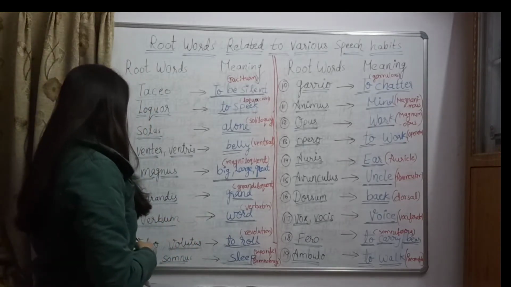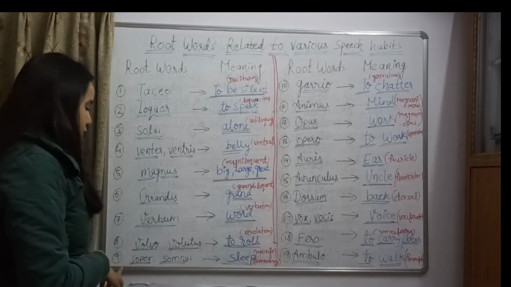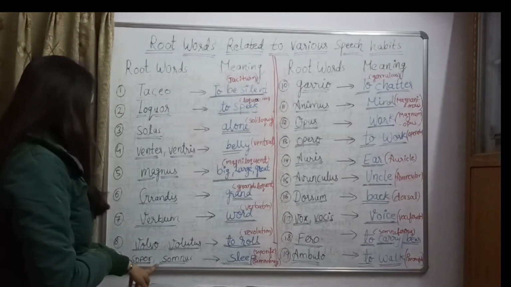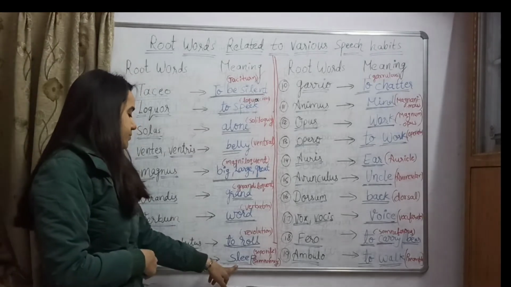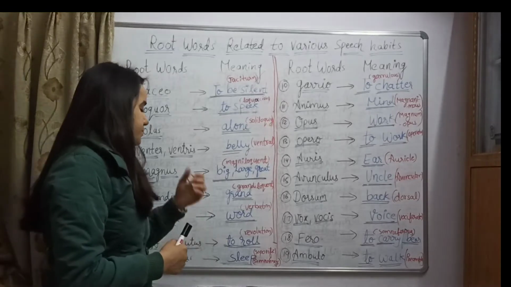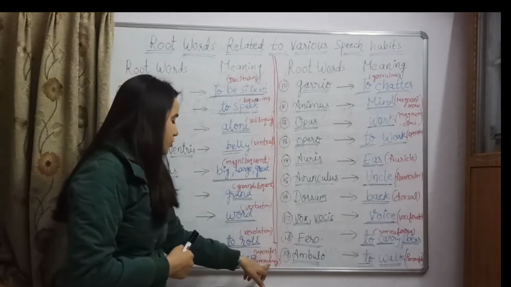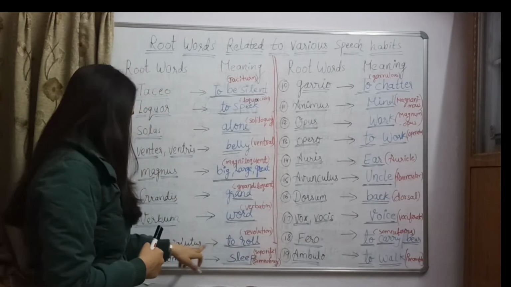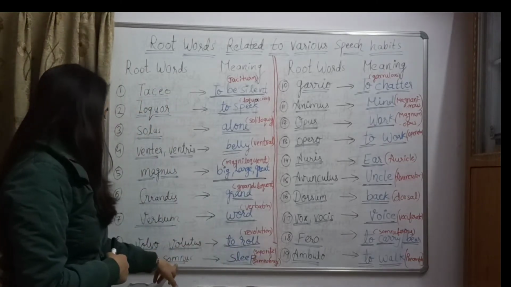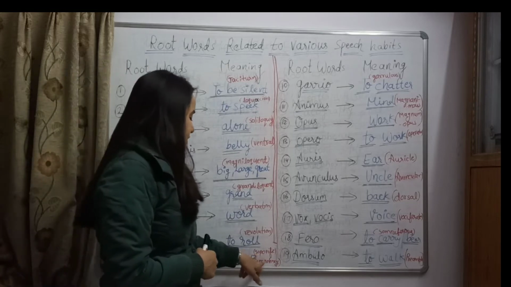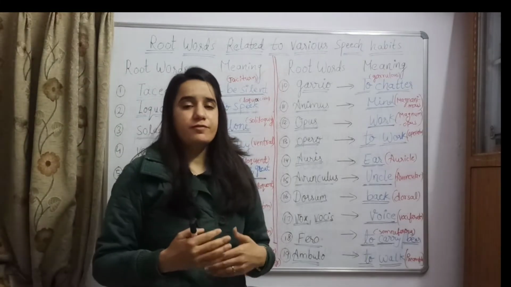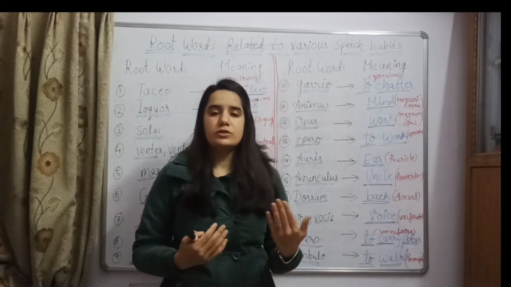Ninth one over here is sopor and somnus. You can see here the vocab sopor and somnus. Sleep means and need. Okay? And soporific and somnolency are the two vocab which are made from these two root words, sopor and somnus. Soporific and somnolency is the kind of drug which induces sleep or drowsiness.